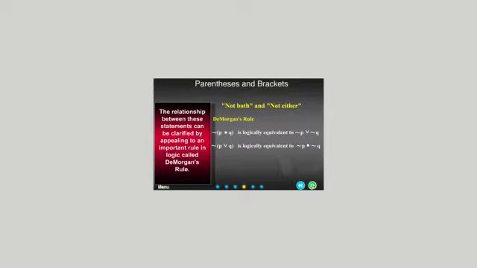The relationship between these statements can be clarified by appealing to an important rule in logic. Not P and Q is logically equivalent to not P or not Q. We're going to use this for translation later on. Not P or Q is logically equivalent to not P and not Q. We're going to go over later in chapter 6 just how we demonstrate this logically, but for now you'll just have to take it for granted.